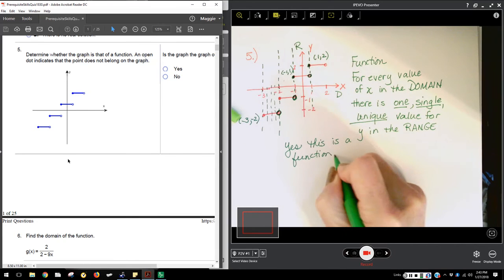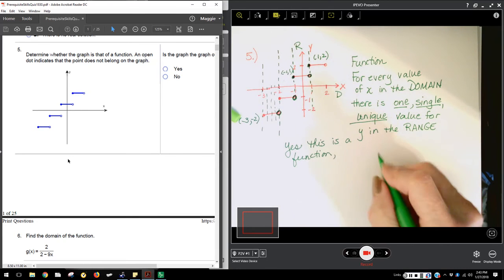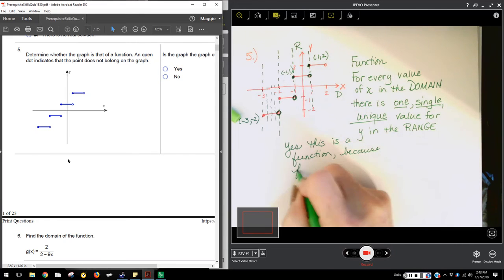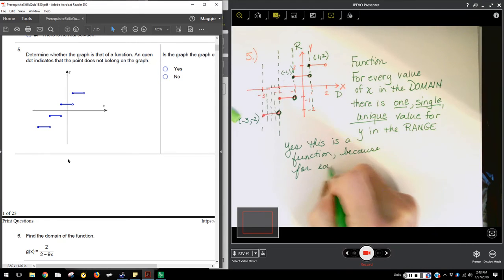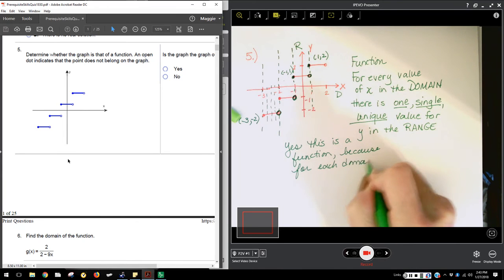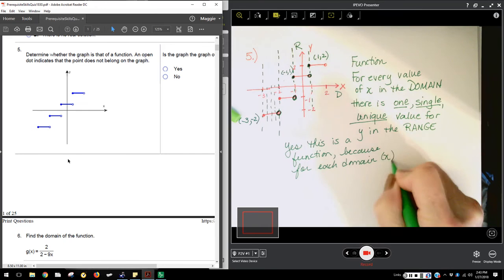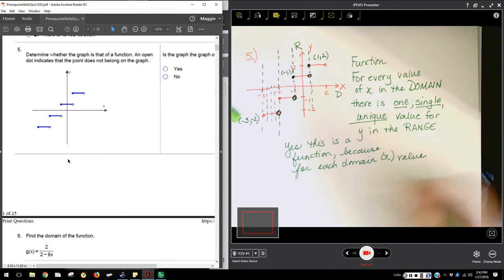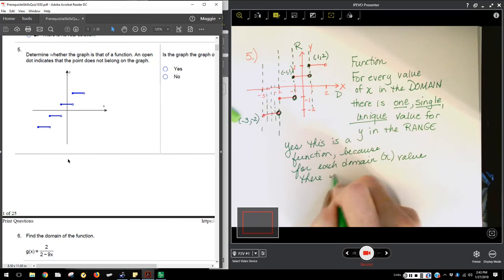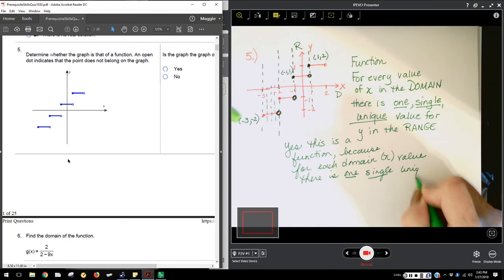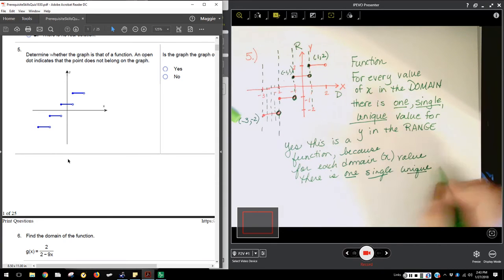But not because it passed the vertical line test. This is a function because for each domain value, and you can refer to that as the x value because that is the way the graph identifies, there is one single unique range value.